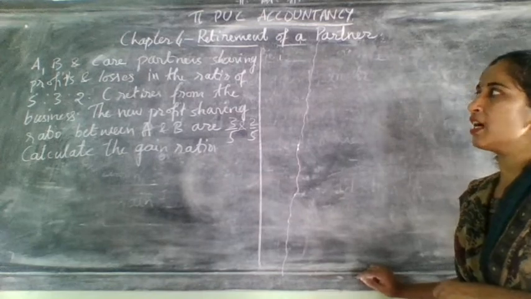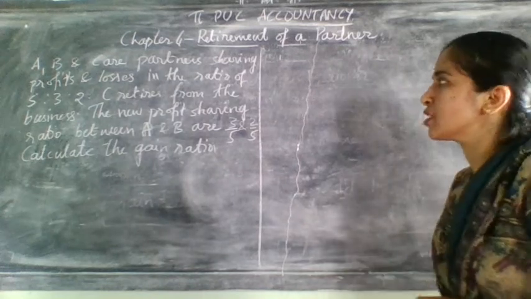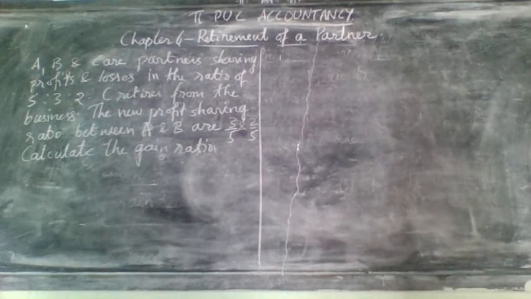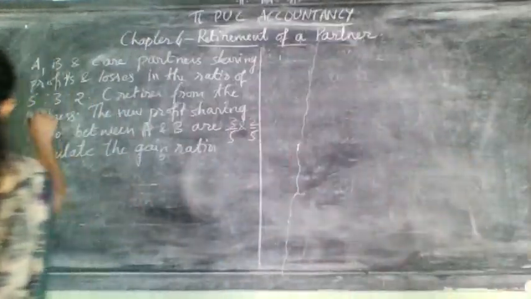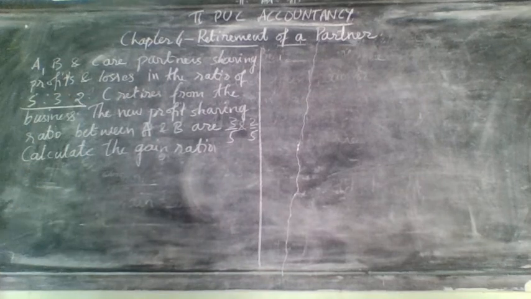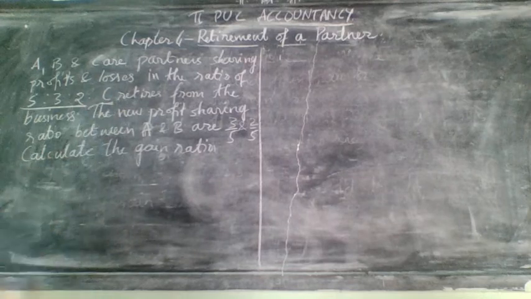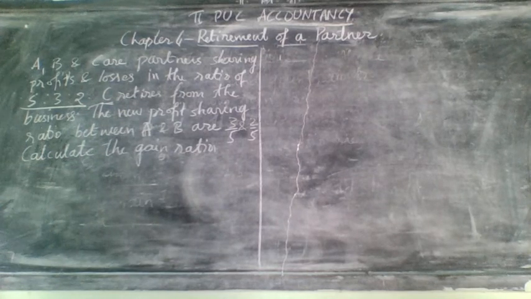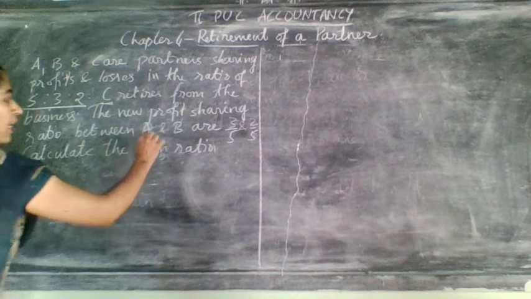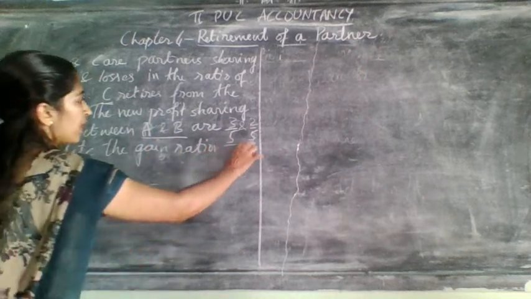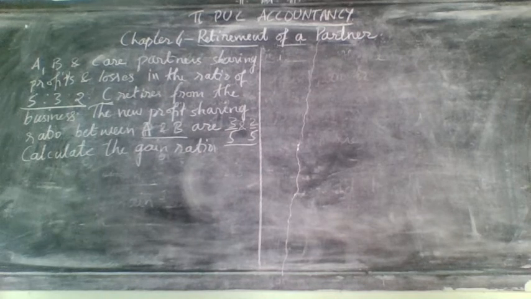A, B and C are partners sharing profits and losses in the ratio of 5:3:2. This is considered as what ratio? Old ratio. C retires from the business. Remember, who will retire? C retires from the business. The new profit sharing ratio between A and B is 3/5 and 2/5. Calculate the gain ratio.